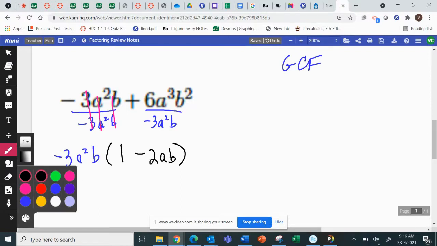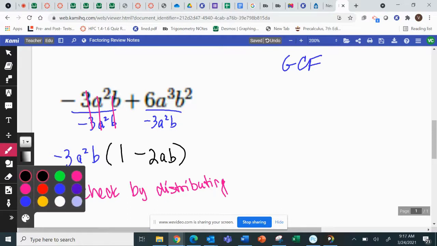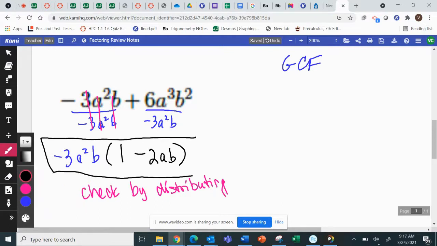You should be able to check your answer by distributing. If we've done it correctly, you should be able to check your answer. So if I multiply this back into the 1, it should equal the original binomial. So now with 1 minus 2ab, that is not a difference of squares, and that is not a difference of cubes, and there's nothing in common. So there's nothing else I can do. Some of these, you will only factor out a GCF and be done. That's it.